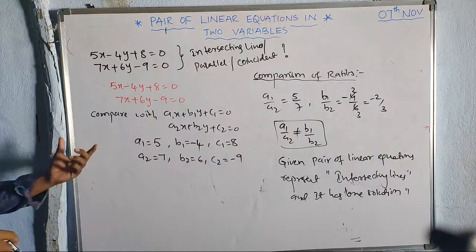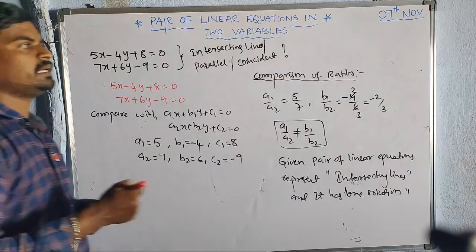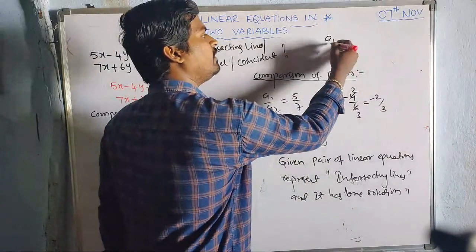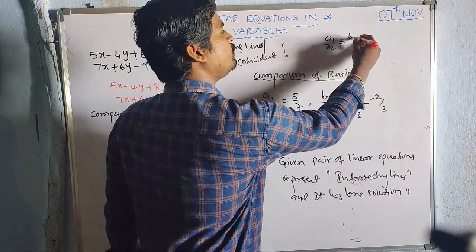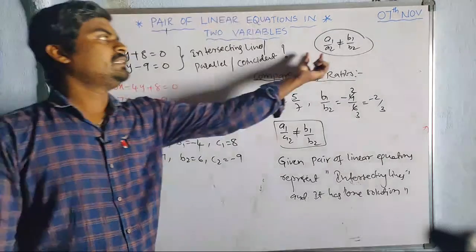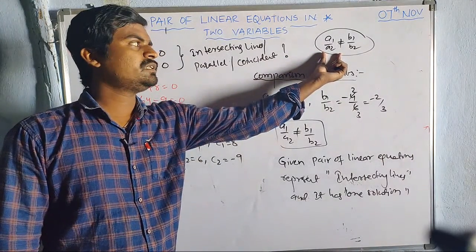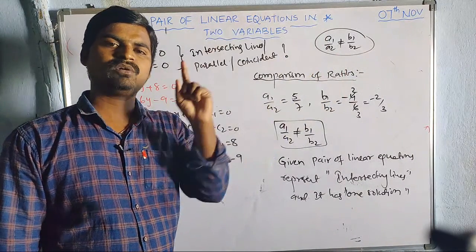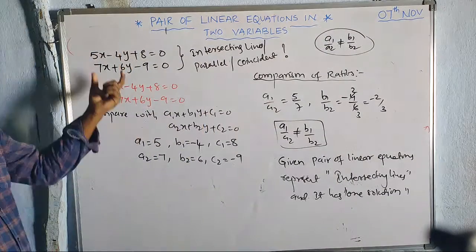So just, friends, I explained three conditions here. Once again I am telling you, a1 by a2 not equals to b1 by b2. It is the first condition, friends. If it is like this, what is the graphical representation? Intersecting lines, which have only one solution. So we observed one problem.